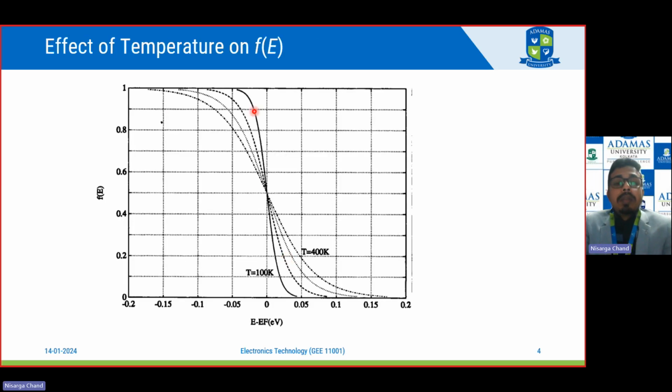Now, this is the practical measurement or scenario. As you can see, the effect of temperature on the Fermi-Dirac distribution function, where T is equal to 100 Kelvin to 400 Kelvin, you can see the distribution. So from the highest level, it's reducing continuously, and from the lower level, it's increasing continuously.